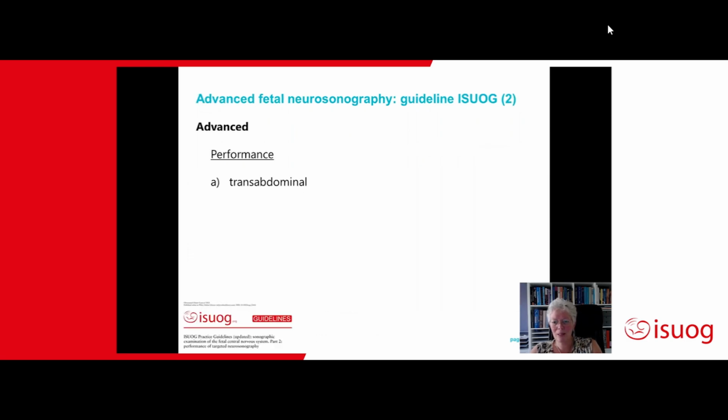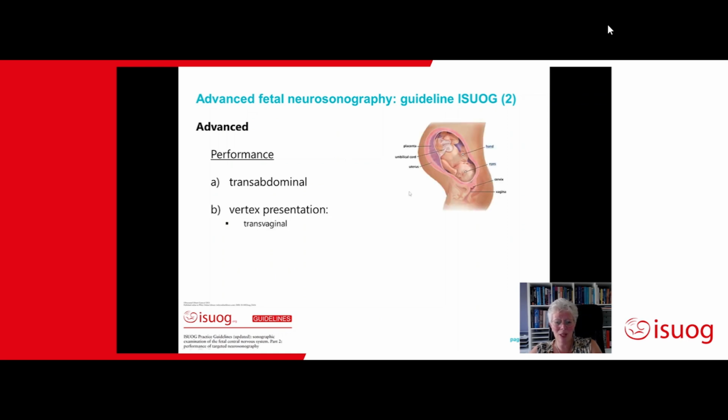So far the basic scanning. Then if we go to the advanced fetal neurosonography, first of all the performance: normally we scan transabdominally, but if the baby is in a vertex presentation, you also could scan transvaginally.